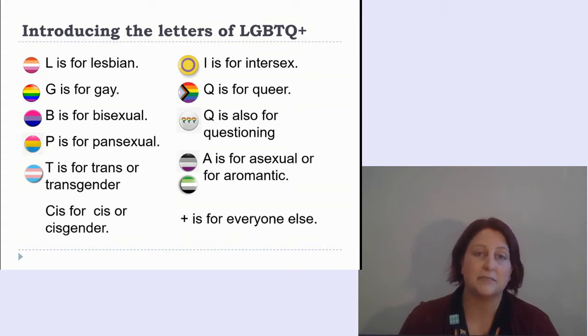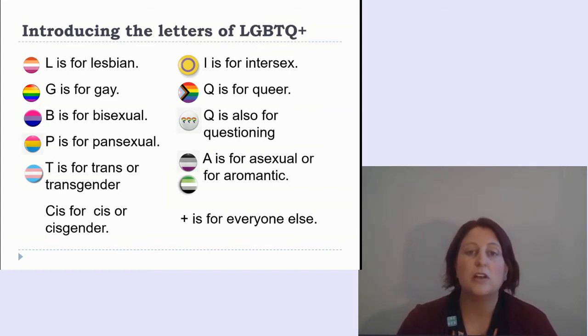T is for trans. That can be short for transgender, but it's often used on its own. This word is an umbrella term used to describe anyone whose gender identity, their felt gender, doesn't match the sex they were assigned at birth based on their biological characteristics. This includes binary trans people, that's trans girls and women, trans boys and men, and non-binary people, people whose gender doesn't fit in the box of either man or woman. A non-binary person may feel that they're a combination of both genders, that they don't have any gender, or that they move between genders, or lots of other kinds of gender identities.